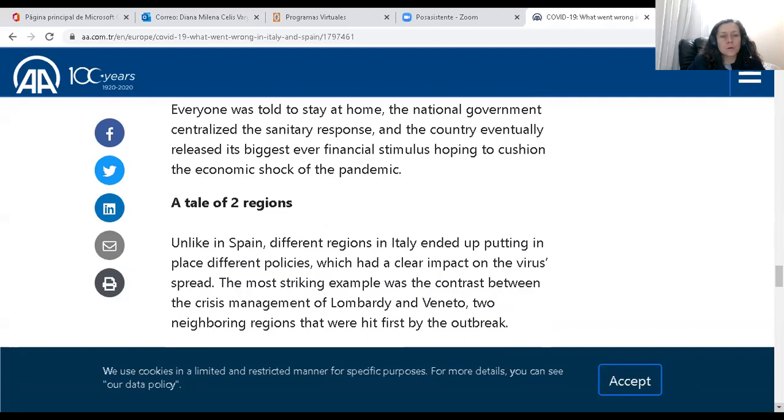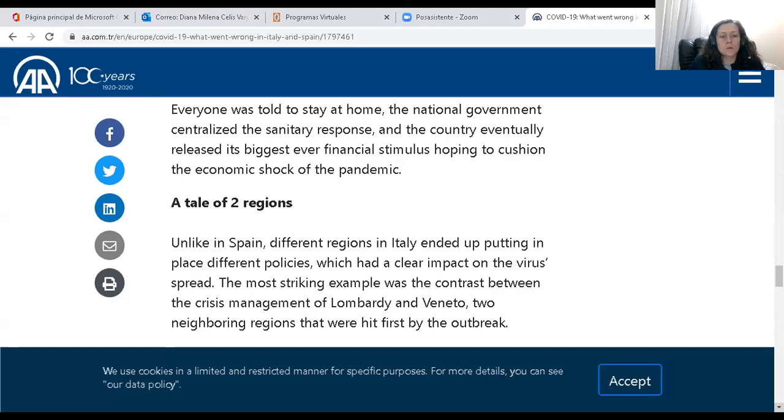Everyone was told to stay at home. The national government centralized the sanitary response, and the country eventually released its biggest ever financial stimulus, hoping to cushion the economic shock of the pandemic.